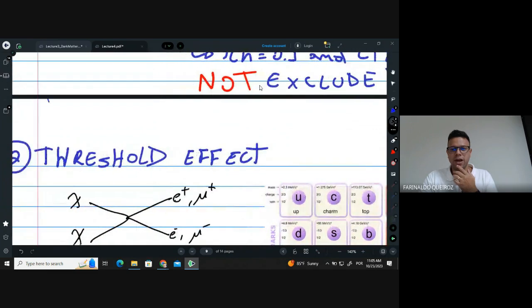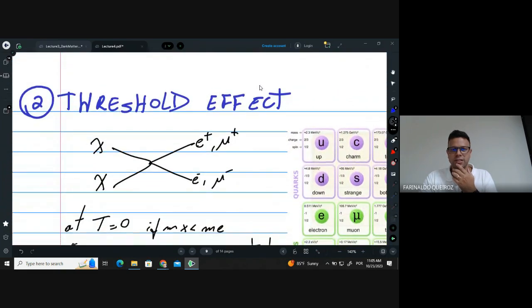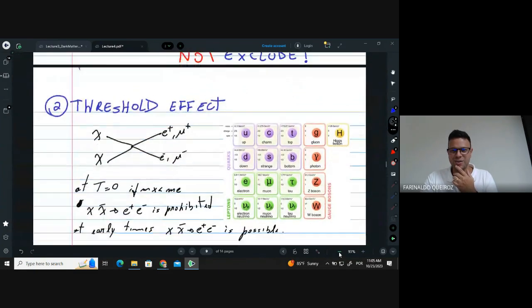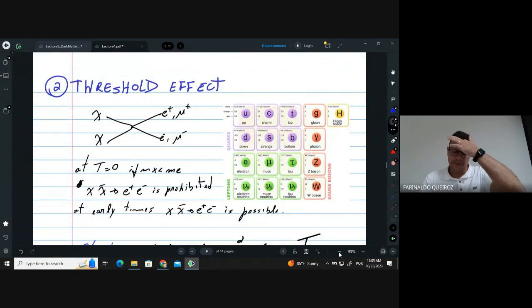So the second effect is the threshold effect. I'm afraid that I won't cover everything, so I'll go faster now. This one is basically trivial, much more trivial than the other one.